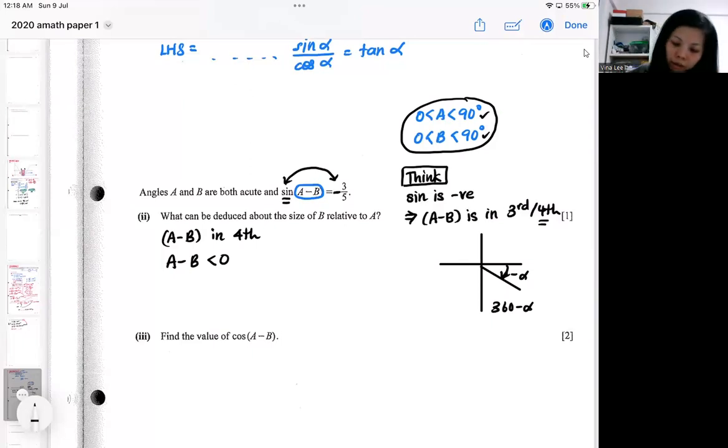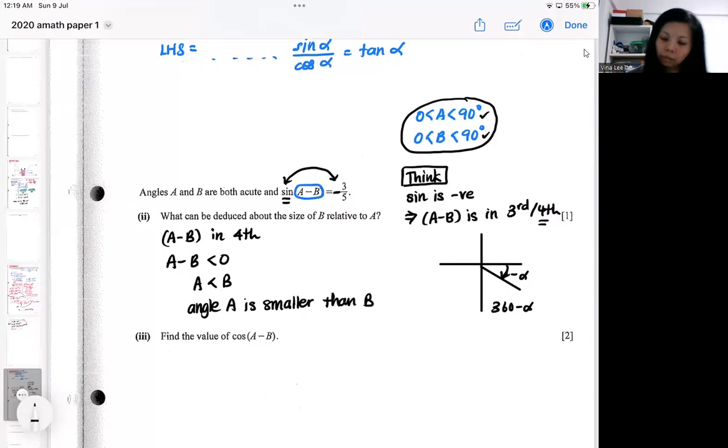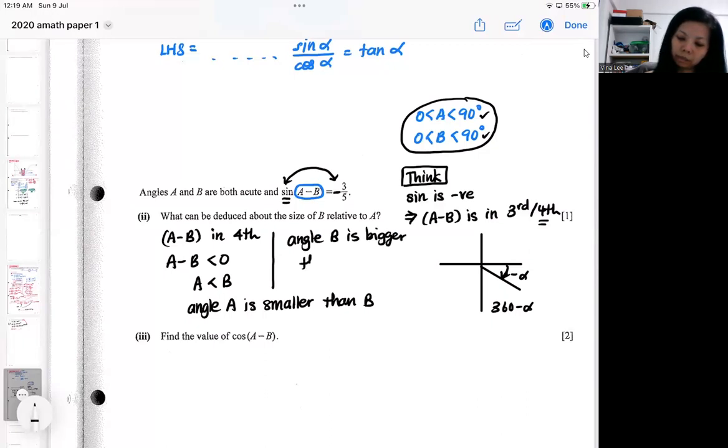And because of this, I'm expecting that angle A is smaller than B. Or you can rephrase it as, you will expect angle B to be bigger than A. Okay, so it's only 1 mark. It's for you to deduce.